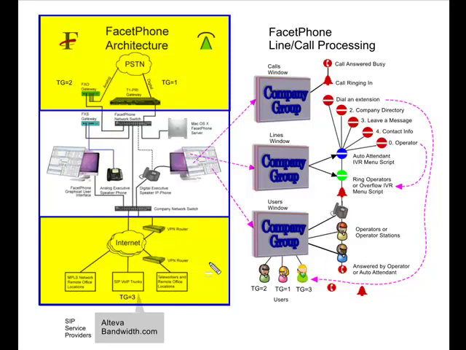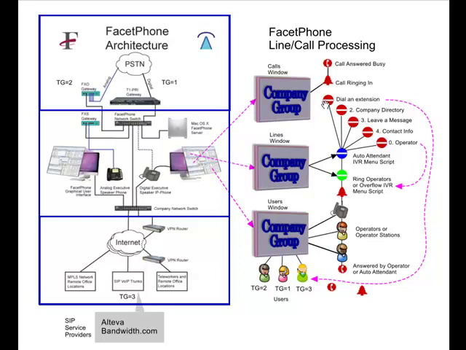When an inbound call comes in on a line, that line, being assigned to a FacetPhone group, begins processing the call based on the group's current settings. Here we have named a sample group called Company. We are showing the Calls window, Lines window, and Users window for the company group. Looking at the Lines window, if the line that has the call has a blue circle icon, this means that the auto attendant is on for this group.